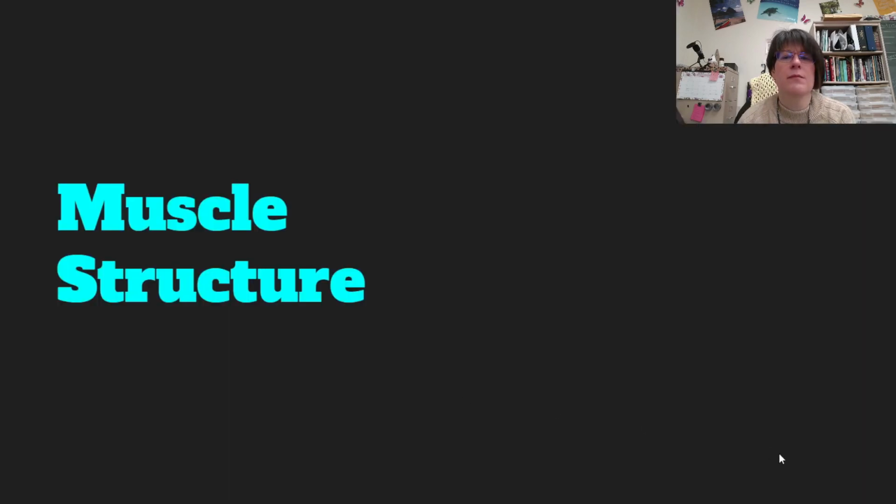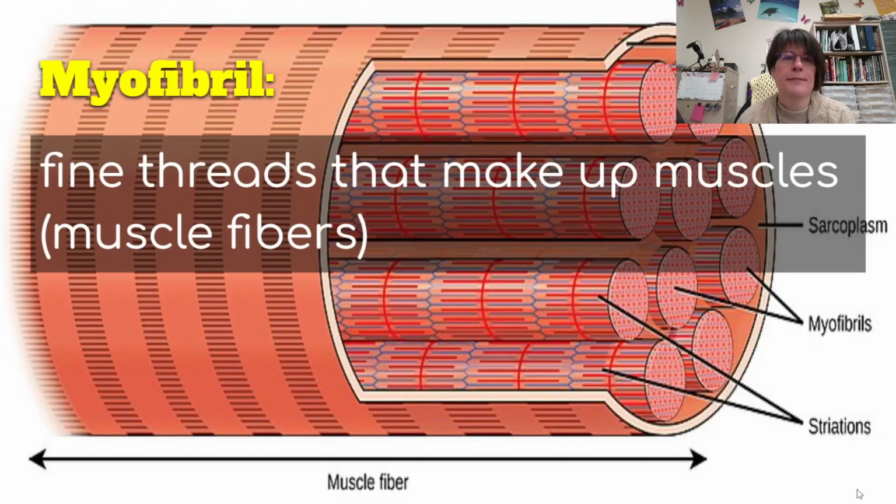Now let's take a look at some muscle structure. So, muscle is made of myofibrils. These are fine threads that make up muscles. Sometimes we call them muscle fibers. So, inside this muscle fiber actually are these myofibrils that make up those muscle fibers.